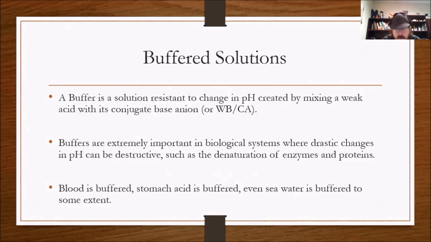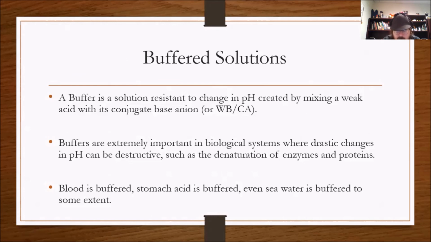So you could make this out of ammonia and ammonium chloride, because that's a weak base and a conjugate acid. You can make this out of acetic acid and sodium acetate. It doesn't matter. But a buffer is made where you have a weak acid and conjugate base, and it's going to be resistant to change because of this.